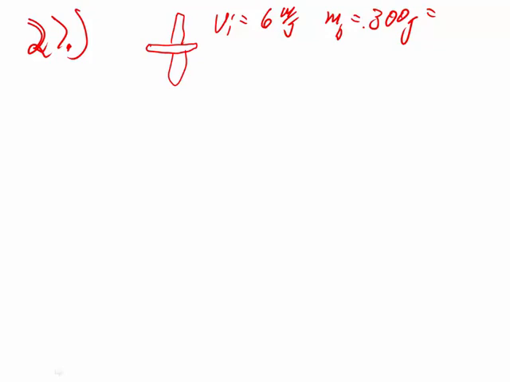We got a 300 gram bird flying along at 6 meters per second. So we got a bird. I don't know if I can draw this. All right, we got a bird flying here, and the bird's initial velocity is 6 meters per second. The mass of the bird is 300 grams, which is equal to, move the decimal 3 places, 0.3 kilograms.